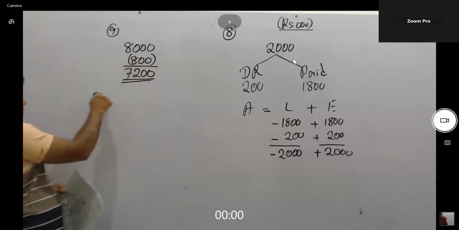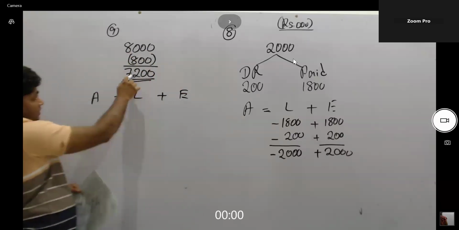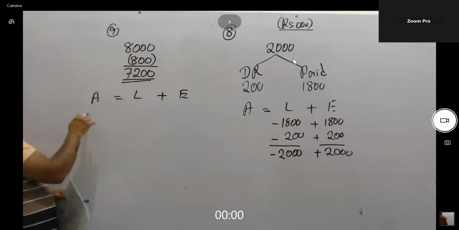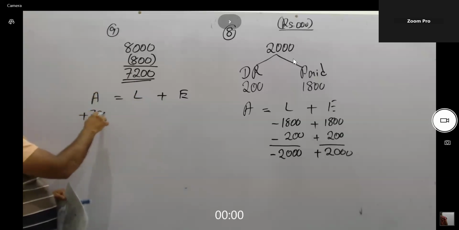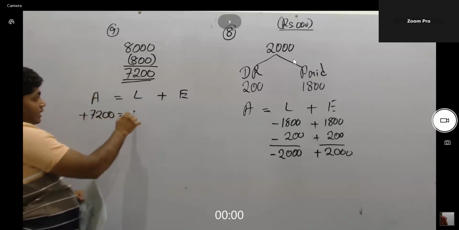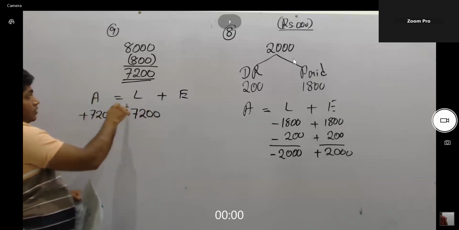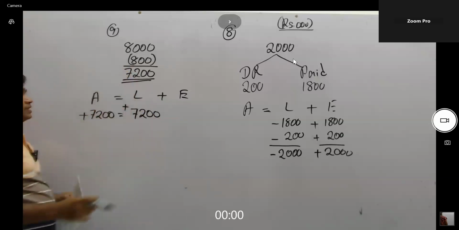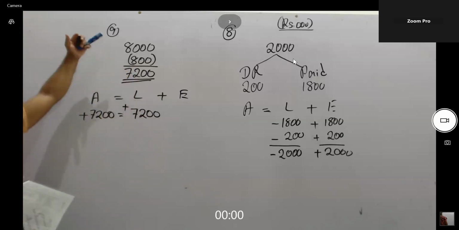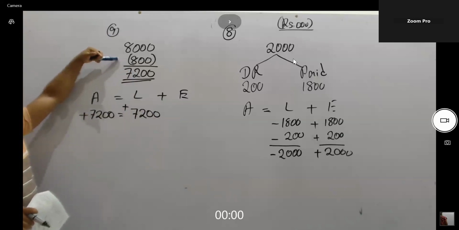Think assets equal liability plus equity. Asset increase 7,200 as well as liability increase 7,200. What is the important thing? If trade discounts have been given, the transaction occurs after deducting trade discounts.